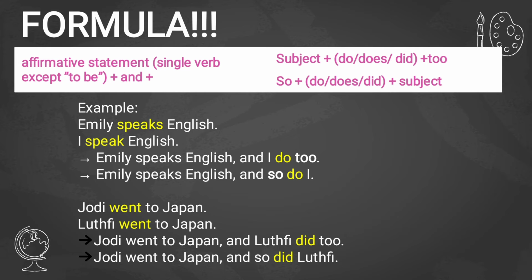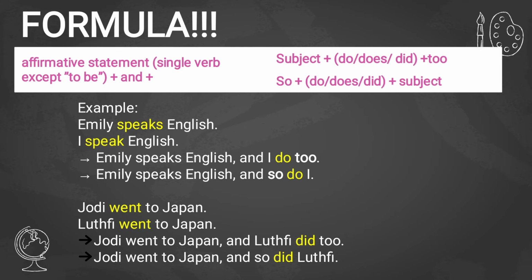Kita akan menggunakan do ketika single verbnya adalah verb 1. Kemudian does digunakan ketika predikatnya adalah verb s atau es. Dan did digunakan ketika predikatnya dalam bentuk verb 2. Okay, and the next, the formula using so. If you want to use so for elliptical construction, it will be so plus do or does or did, depends on the previous predicate and then the subject.